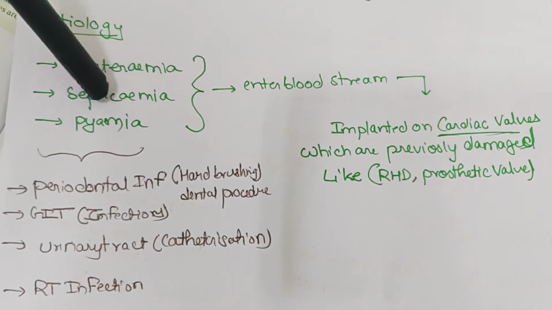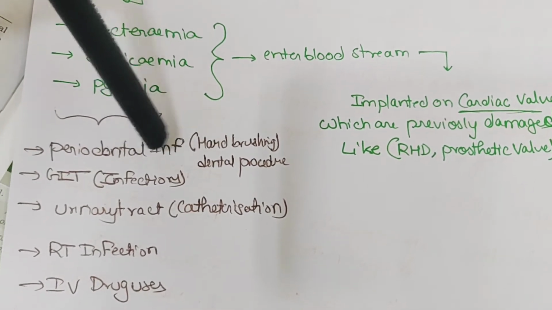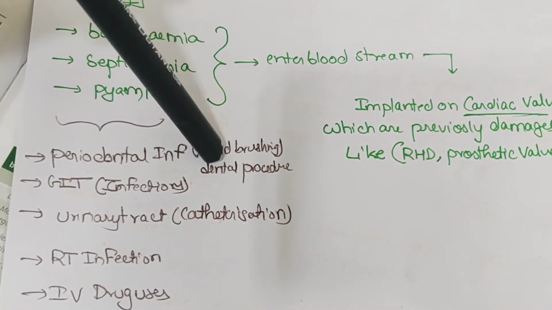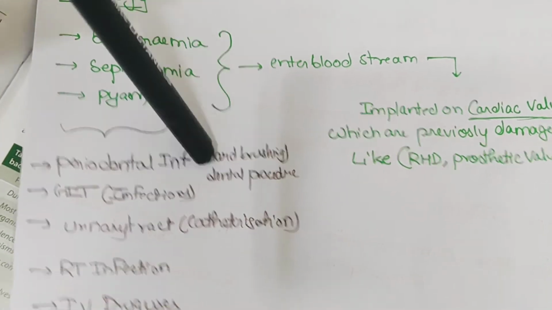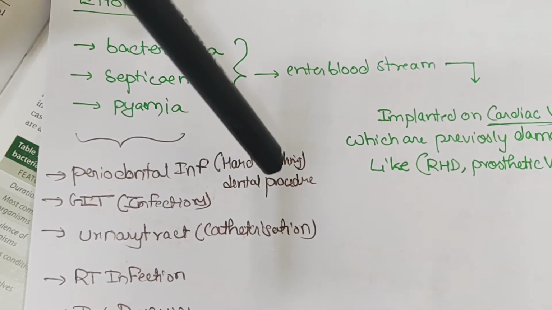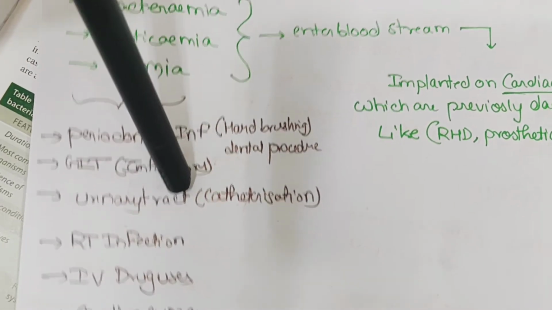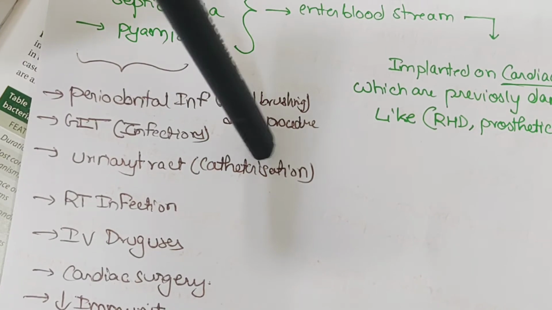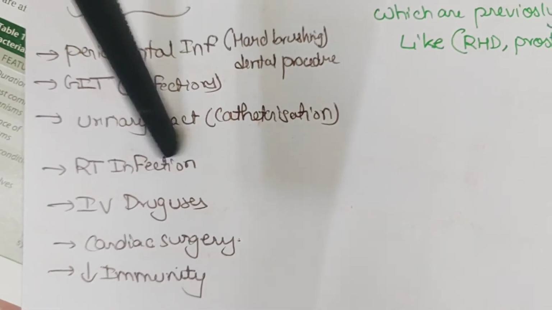Generally these bacteremia, septicemia and pyemia occur whenever there is periodontal infection, and when we do hard brushing or any dental procedures, like tooth removal. And in GIT infections and urinary tract infections, and also catheterization of the urinary tract and respiratory tract infections like pneumonia.